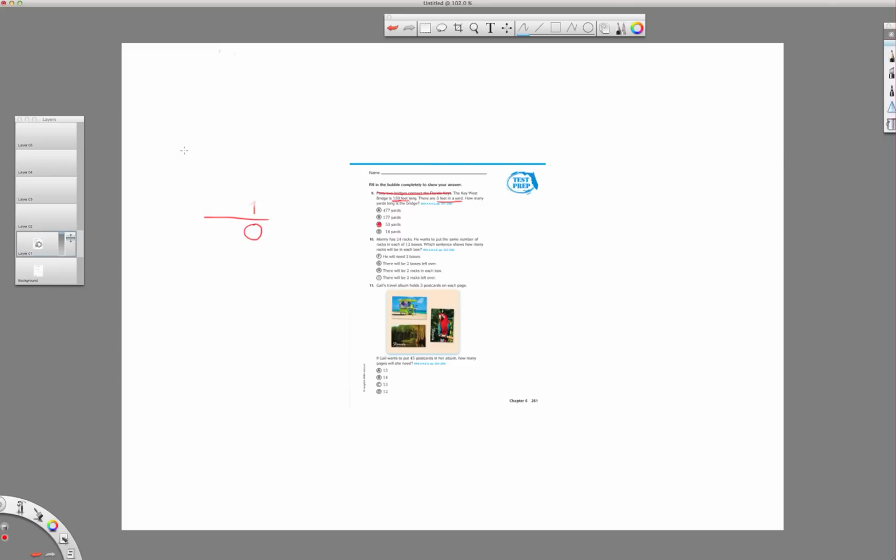Okay, number 10. Manny has 24 rocks. He wants to put the same number of rocks into each of 12 boxes. Which sentence shows how many rocks will be in each box? So it's asking us to find how many rocks in each box. So our answer here, they all say 2, but we have to find the one that says rocks in each box. Here's the one that says rocks in each box. So when I divided 24 by 12, I got 2. And my answer had to be rocks in each box.